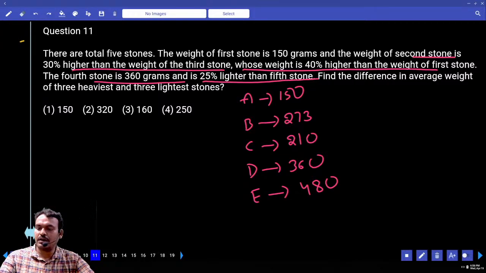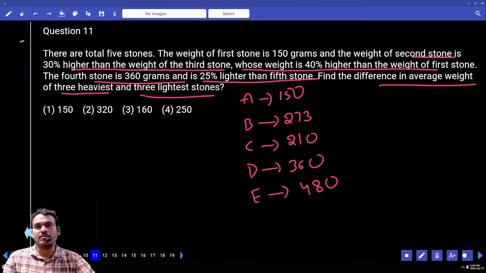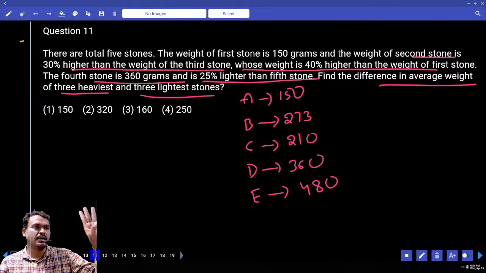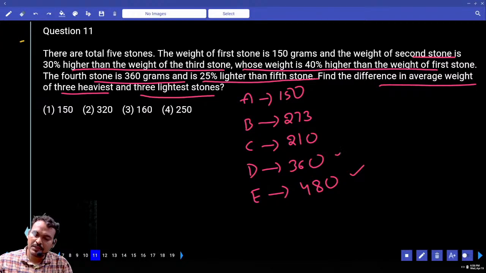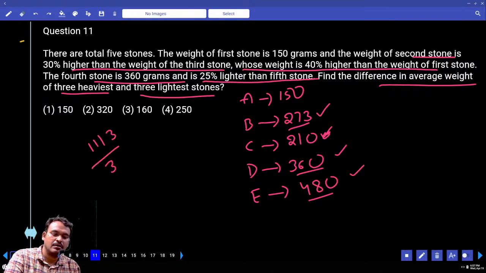What is the question here? The difference in the average weight of the 3 heaviest and 3 lightest. Heaviest means the top 3 higher values. What are the top 3 higher values? 480, 360, 273. 480 plus 360 is 840. 840 plus 273 is 1113. Average means divide by 3.